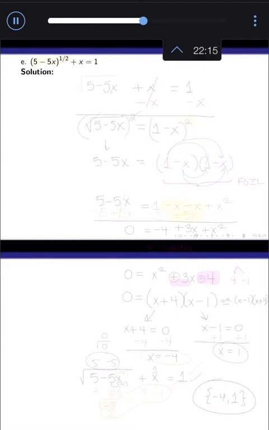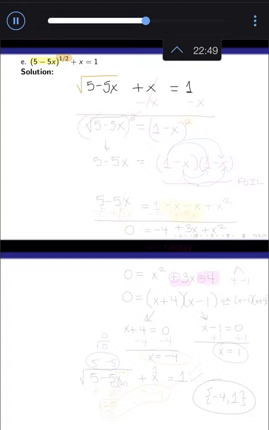On this next problem, we have to remind ourselves, what does a 1/2 exponent mean? Well, it means that we have a square root. Then the question becomes, what's inside of it? Well, what's inside of it is going to be whatever's inside the parentheses, which in this problem is a 5 minus 5x. I still have a plus x on the outside of the parentheses equals 1 on the other side of the equation.